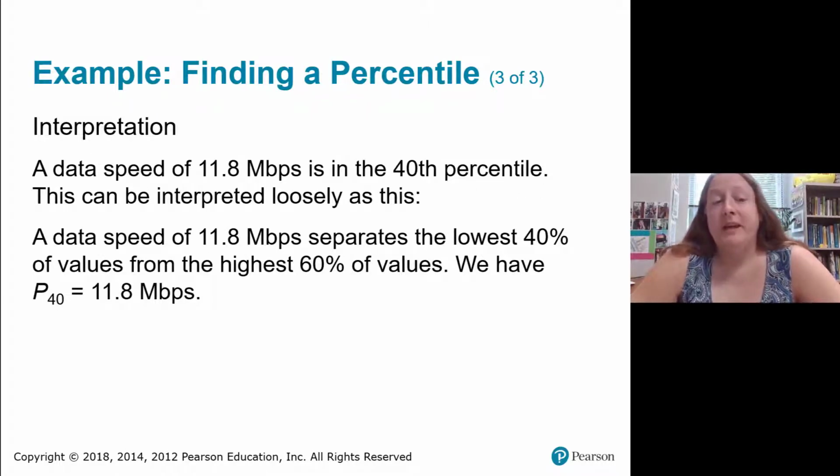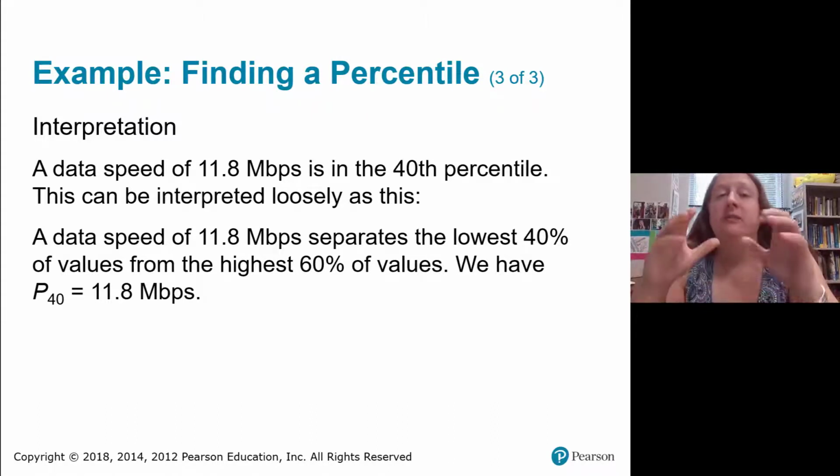That means that 11.8 megabytes per second is in the 40th percentile. We can loosely interpret this that 11.8 is like the dividing line between the lowest 40% and the highest 60% of values. So roughly 40% of the values fall below 11.8 megabytes per second.